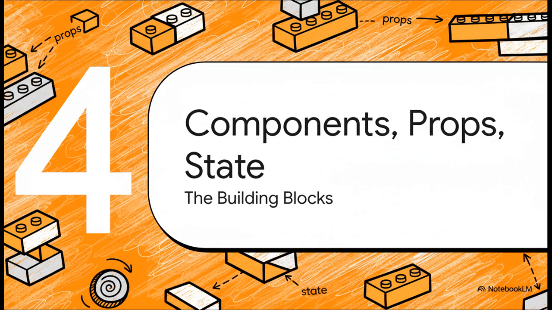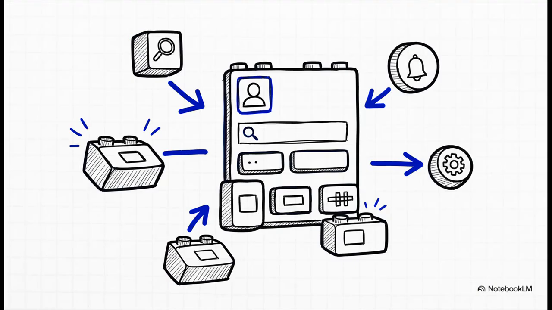These three concepts, components, props, and state, they are the foundation for literally everything you will build. Remember our Lego analogy? Here is where it really clicks. Components are the individual, self-contained, and totally reusable Lego bricks. Your search bar? That's a component. A user profile card? A component. A button? You guessed it, it's a component. You build all these small pieces, and then you assemble them into bigger things.